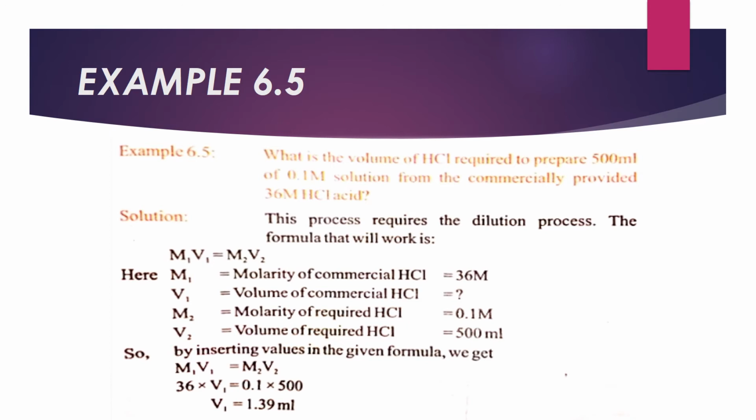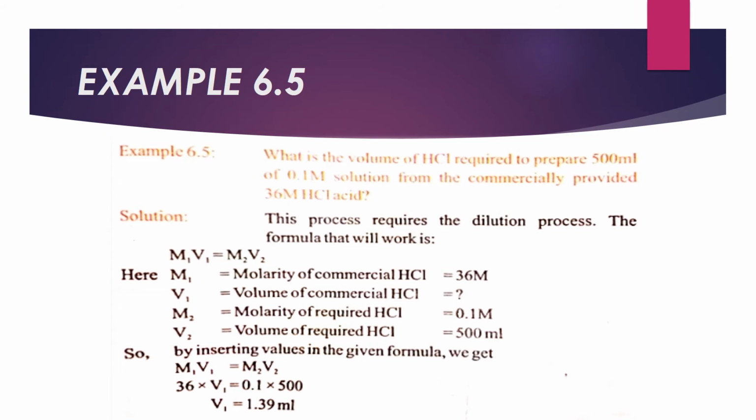Now they want to know how much HCl is required. So we are going to put the same formula: M1 V1 = M2 V2. This process requires dilution, and the formula that will work is M1 V1 = M2 V2. So we are going to put all the values in this formula.